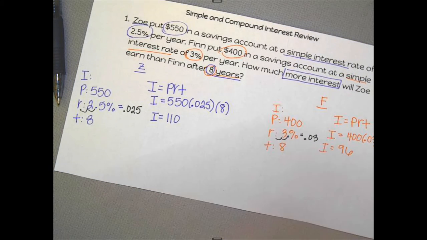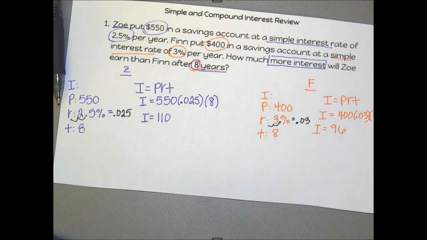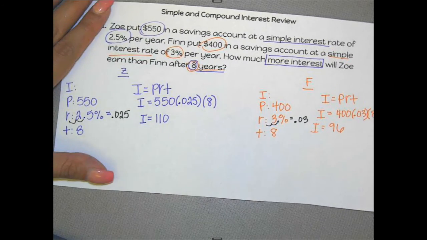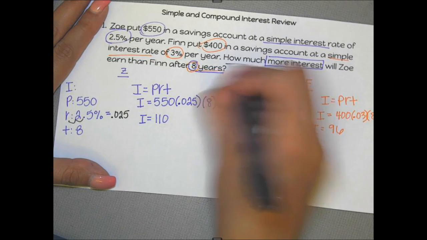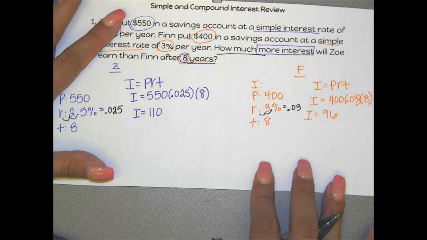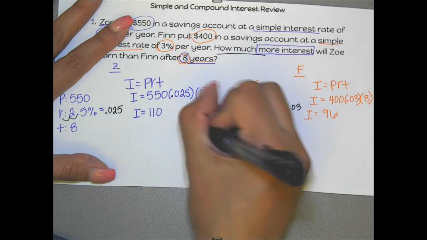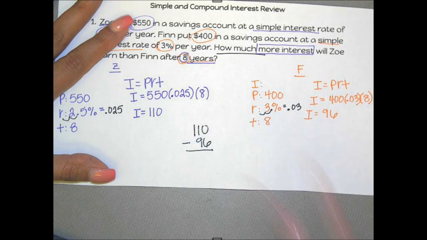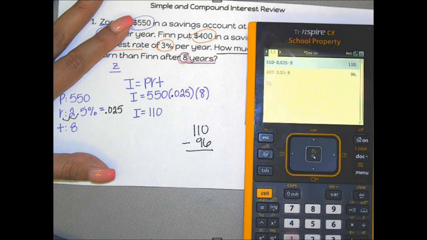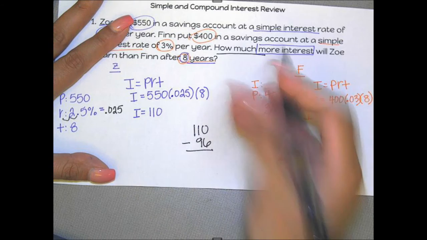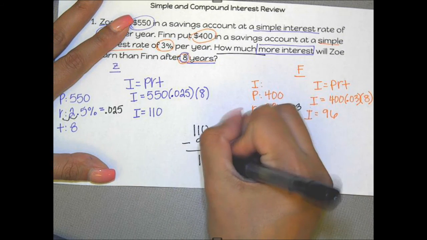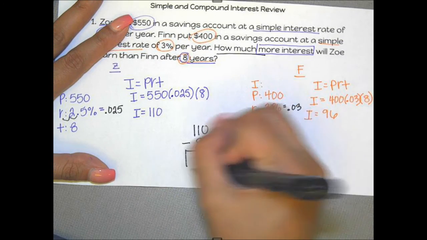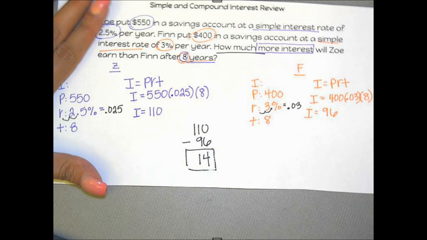So now I need to actually read the question and answer that part. And it says, how much more interest will Zoe earn than Finn? So when it's asking how much more, that tells me I'm going to subtract. So I'm going to take Zoe's interest of 110, and I'm going to subtract Finn's interest of 96. So 110 minus 96, I get 14. So when you type it into the Google form, you should type in 14.